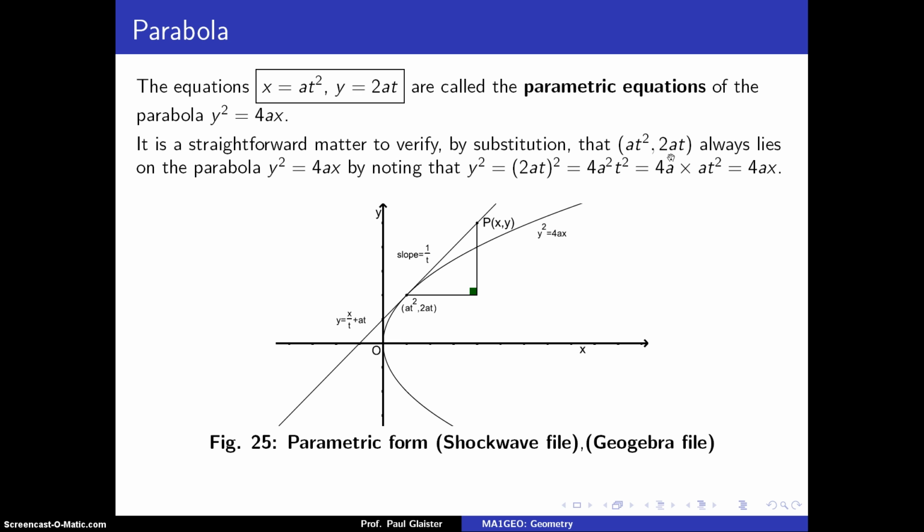Conversely, one can show that every point on the parabola can be written in this form, except one particular point, which is the origin, as we'll see later, but of course the origin is also on this curve too. The second thing we're going to determine is the gradient of the tangent at the point at squared, 2at, and that turns out to be 1 over t. So the parameter t in this at squared, 2at parametric form represents 1 over the slope of the tangent to the parabola at that point.